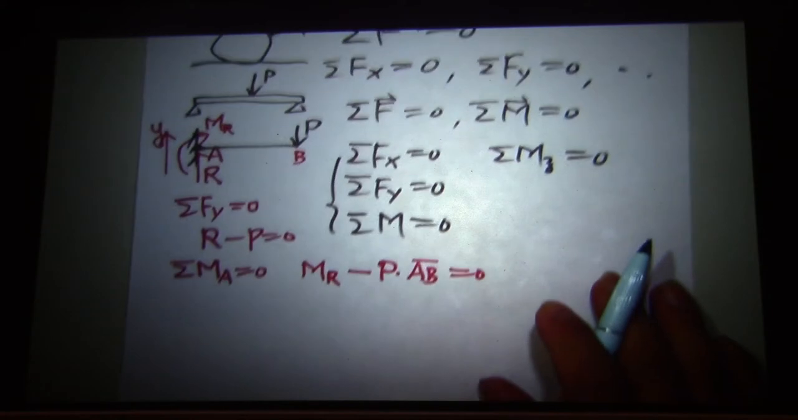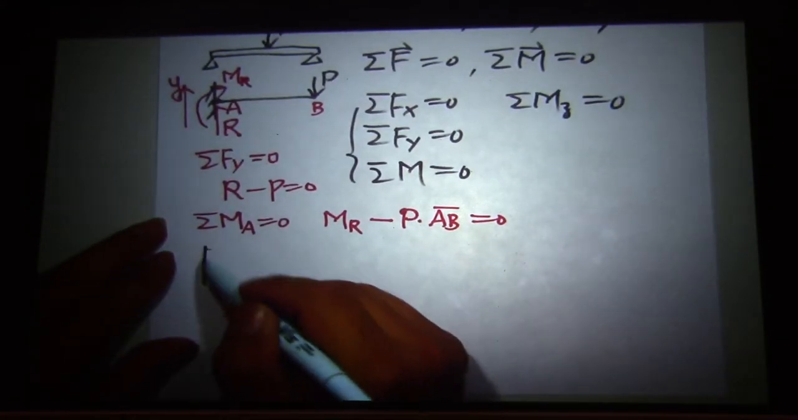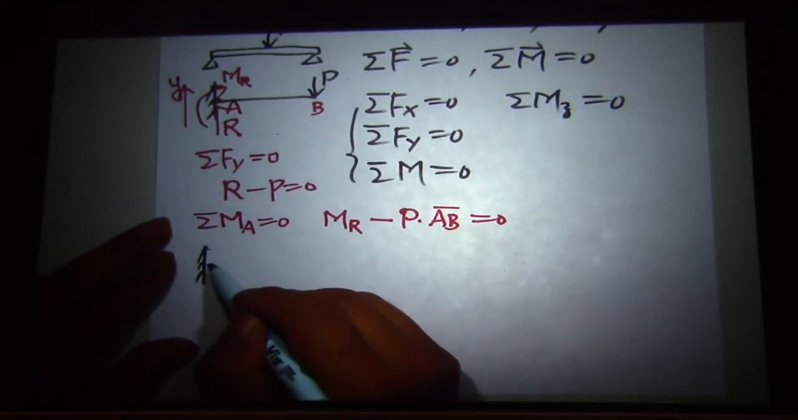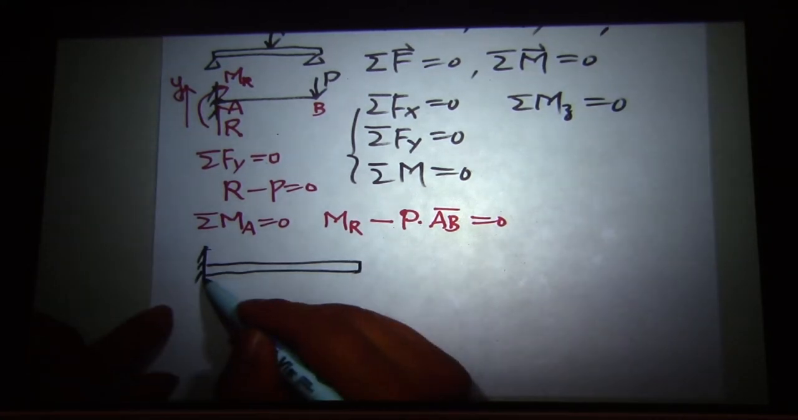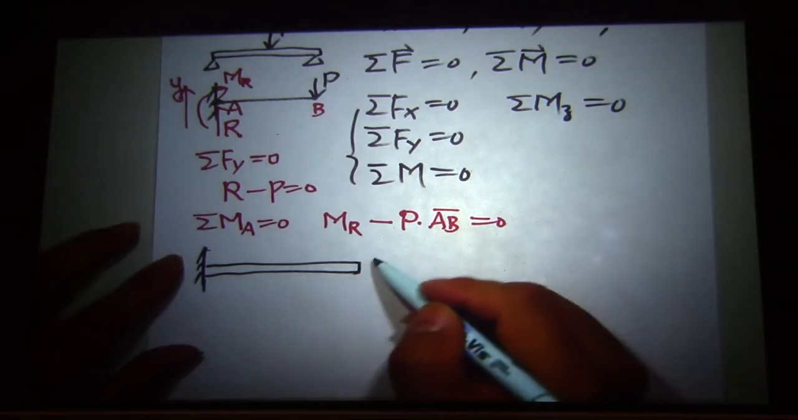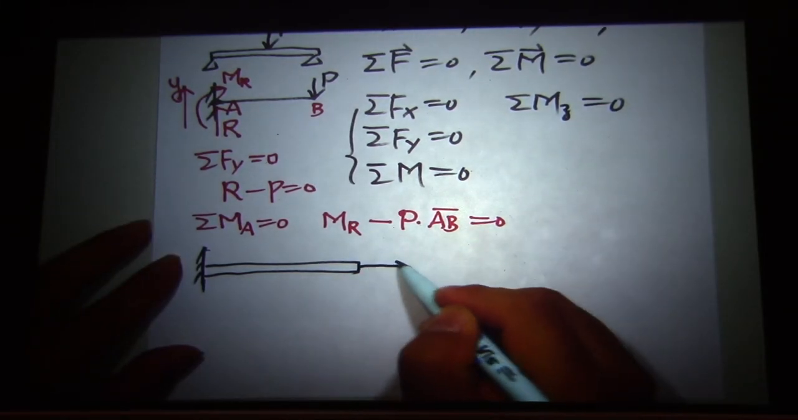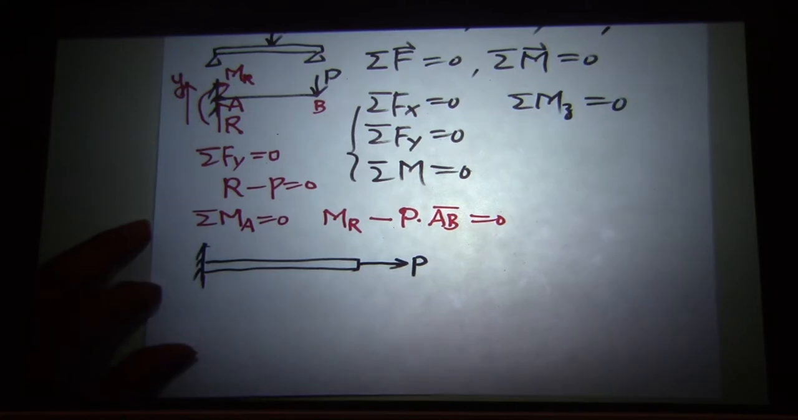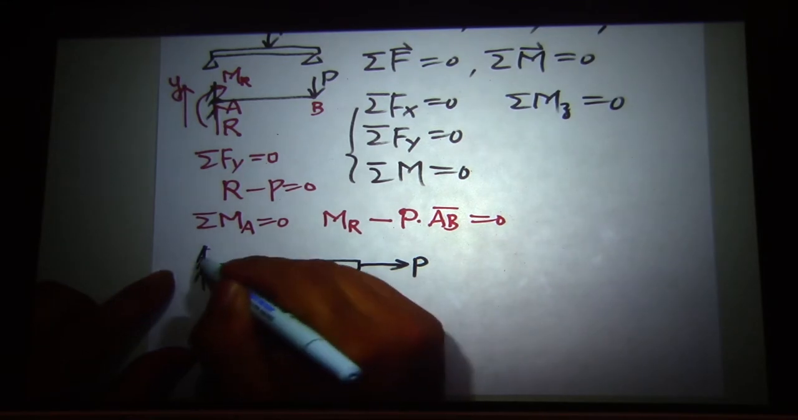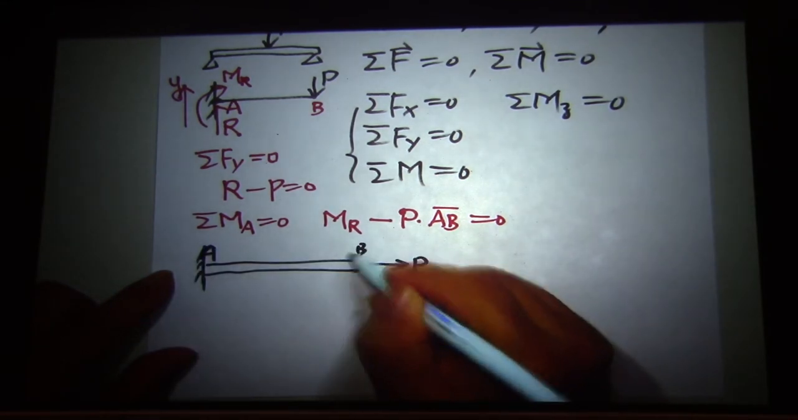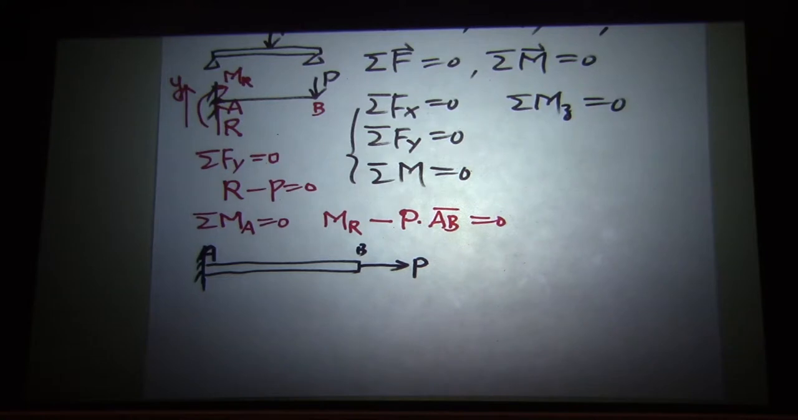Let me give you another example. I have a bar put into the wall. Now what I'm doing is applying a load, let's say this way, a load P. There's a slant long bar where I apply the load. I can write A here and B here. Can you find the reaction at the wall?